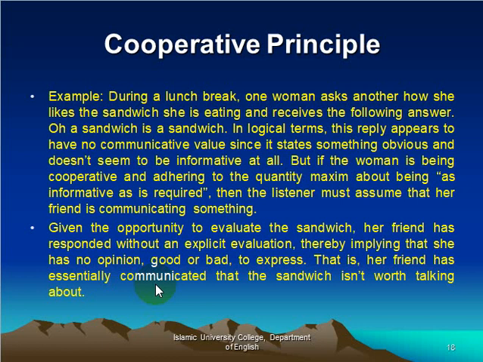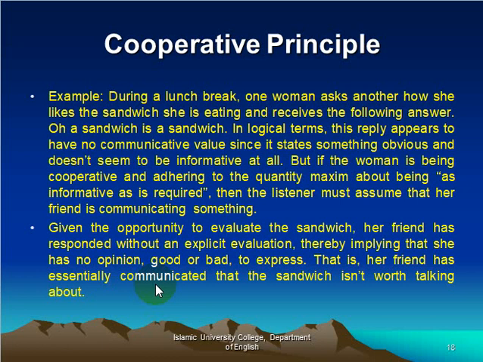So given the opportunity to evaluate the sandwich, her friend has responded without any explicit evaluation, thereby implying that she has no opinion, good or bad, to express. Her friend has essentially communicated that the sandwich isn't worth talking about.